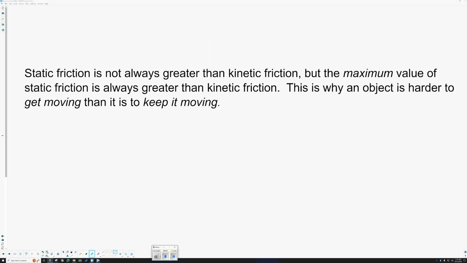Now that static force of friction is not always greater than kinetic friction, but the maximum possible static friction in a situation will be greater than kinetic friction. In other words, you can push with a certain force, not start an object moving. That doesn't mean static friction is that great. But if I keep pushing harder and harder and harder, we will find the force that's required to get it moving, to overcome static friction, is bigger than the force of kinetic friction, the force required to keep it moving.